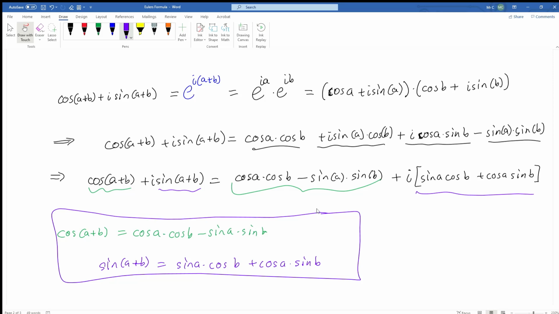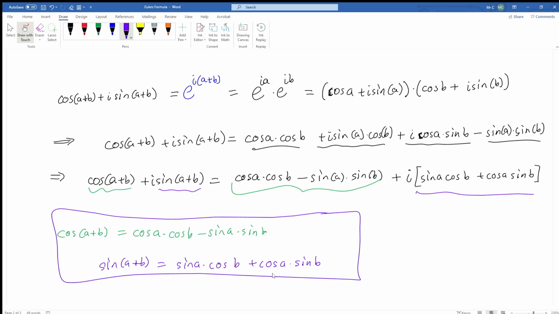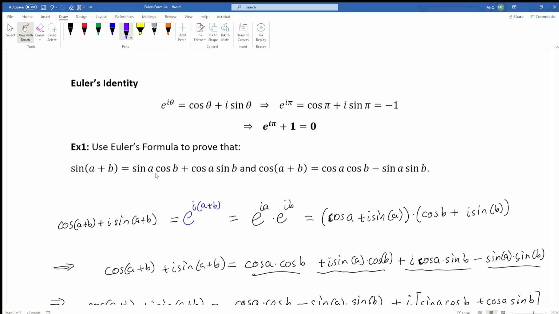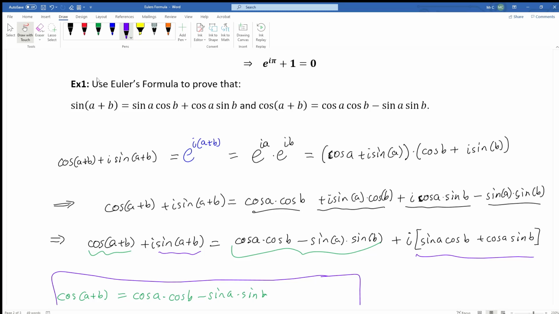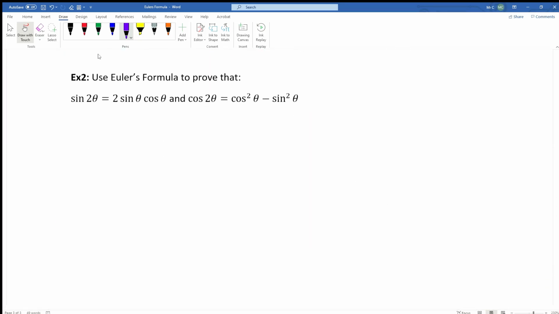Now with a little practice, if you're just doing it yourself, working out the calculations and not trying to explain it to someone as you go, you can easily derive these formulas in about 2 minutes from Euler's identity. Okay, well that's cool. You got one other formula from it. Well, guess what? It works for all of these kinds of formulas. Let's do one more. We're going to use Euler's formula to prove that sine of 2 theta is equal to 2 sine of theta cosine of theta, and cosine of 2 theta is equal to cosine squared of theta minus sine squared of theta.